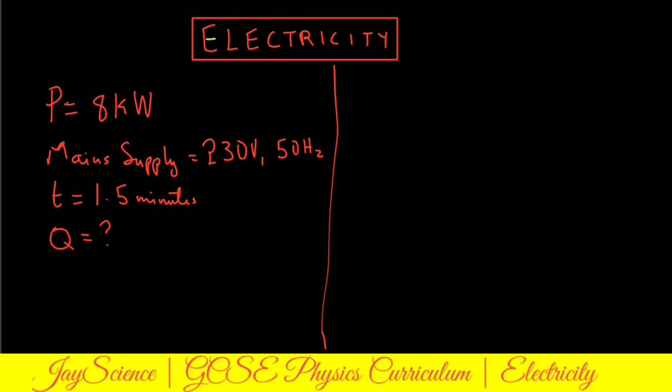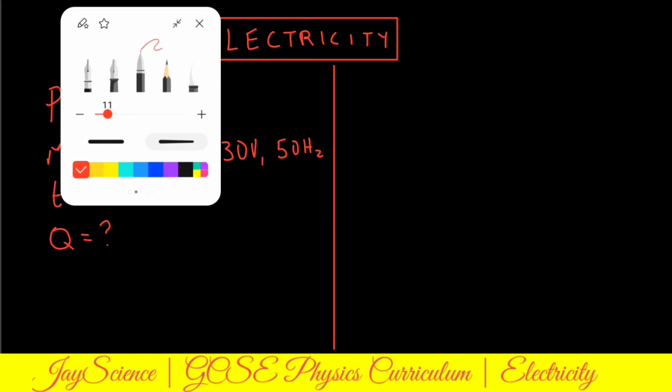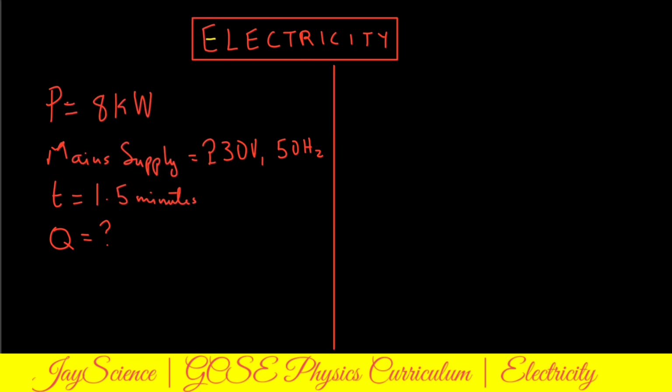Now, first things first, we know the values we have, and we have to convert all the values to standard units before we even start working on it. 1.5 minutes, if you convert that to seconds, that's times 60, which gives you 90 seconds.